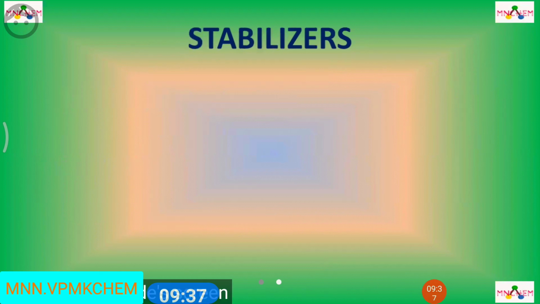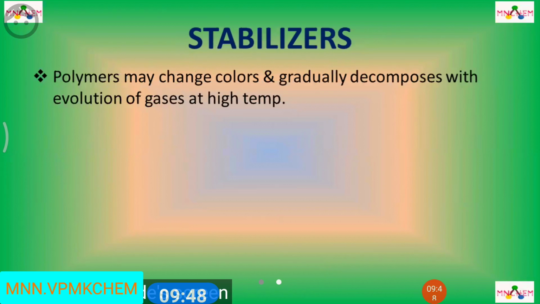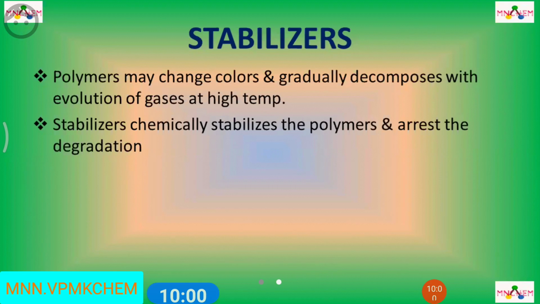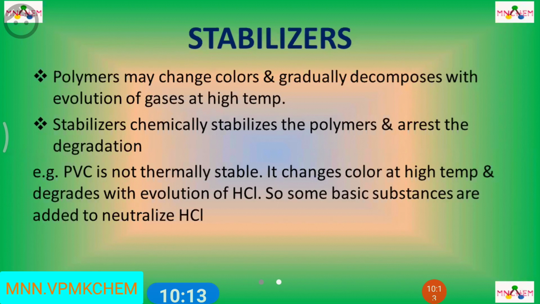Next type of additives are stabilizers. By the word itself, you can understand these are used to stabilize a polymer, either for thermal stability or electrical stability for mechanical purposes. So polymers may change color and gradually decompose with evolution of gases at high temperature. The stabilizers are chemical compounds which are used to stop this degradation of polymers due to high temperature or any acid, alkali treatments or chemical treatments.